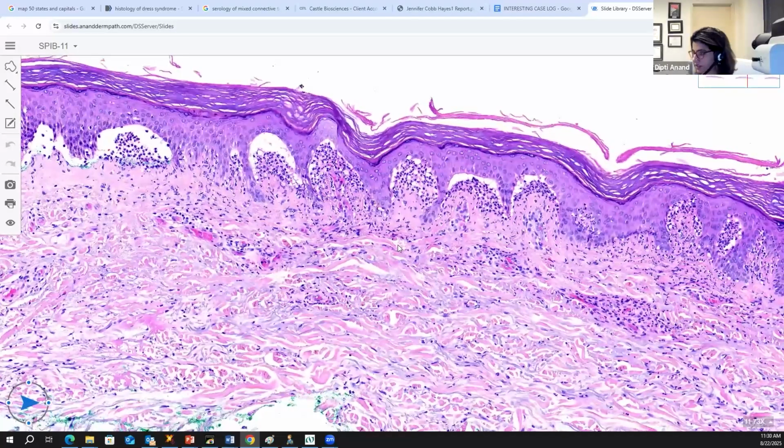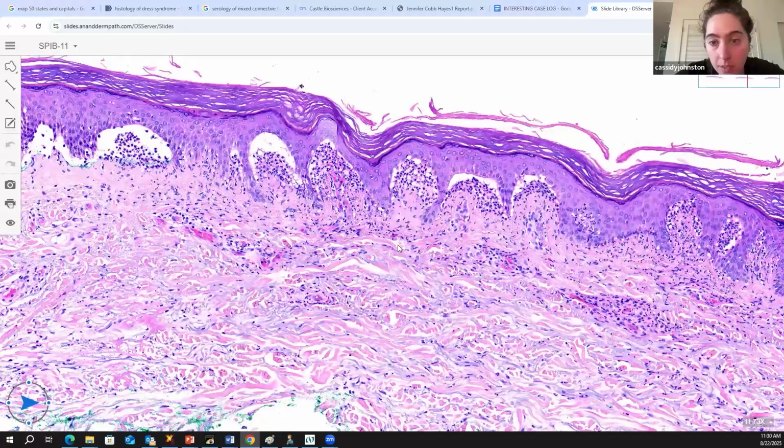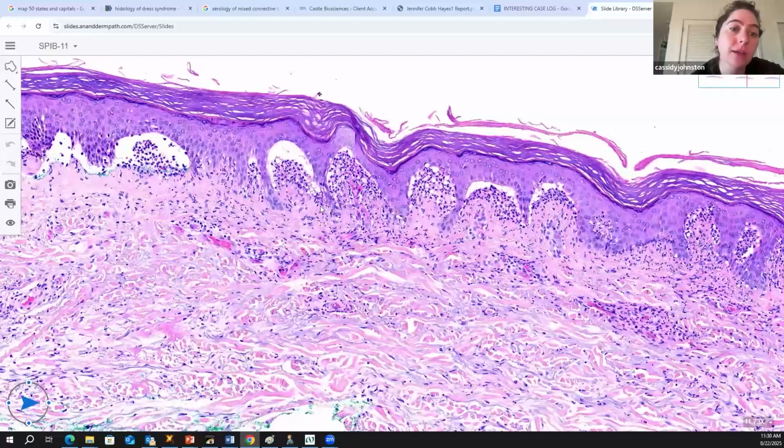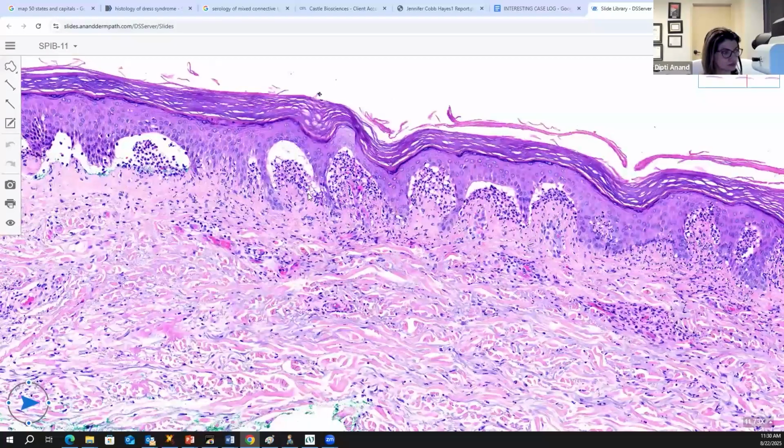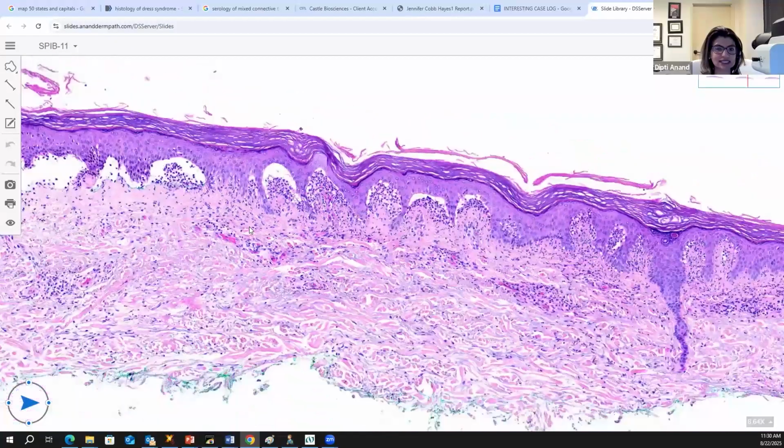So what do we think is happening here? I can take it. So we have some subepidermal split and lots of neutrophils in the papillae. So I'm thinking DH. The other thing on the differential is linear IgA. Good. So this is a slide that they give you.